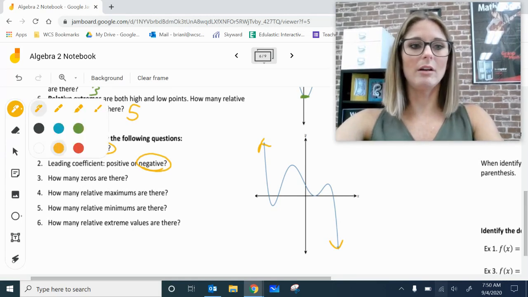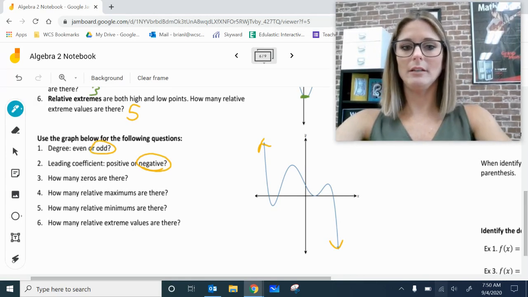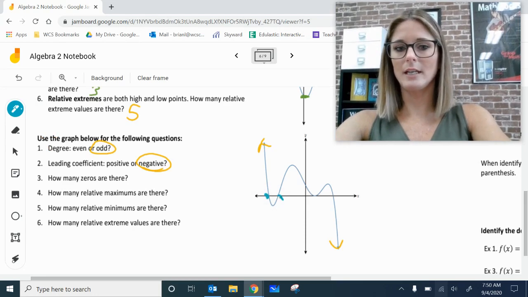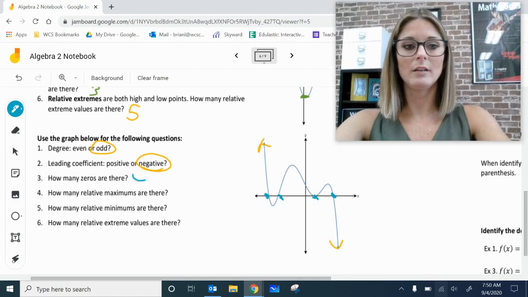How many zeros are there? Zeros are all the places it crosses the x-axis or touches. I told you it could kiss it. There's 4.